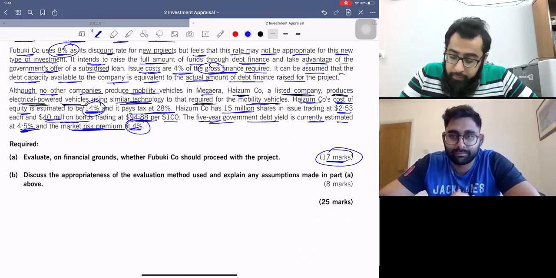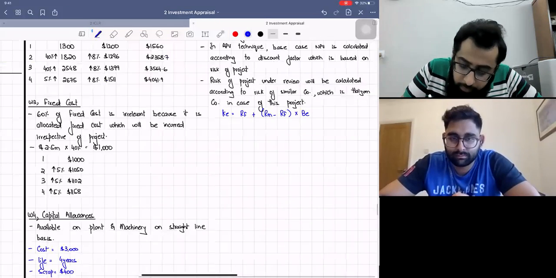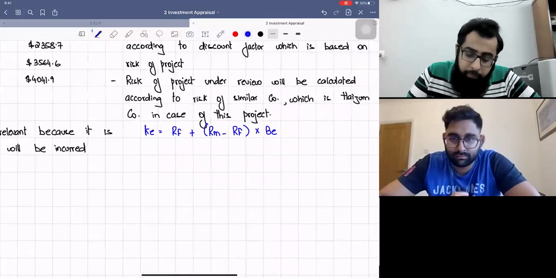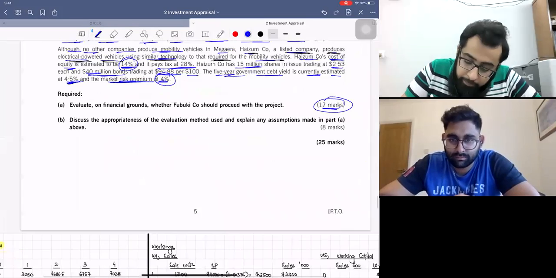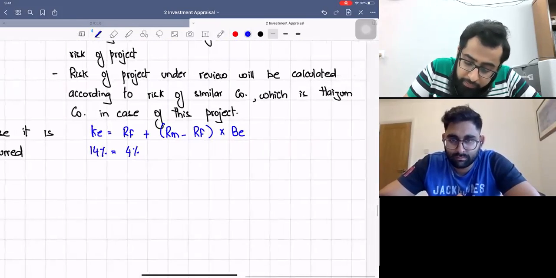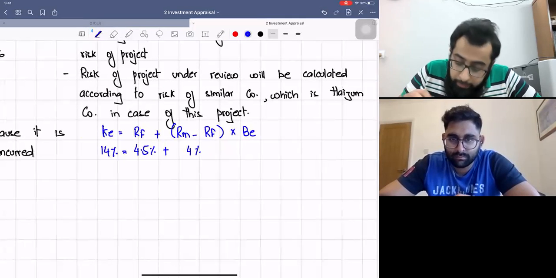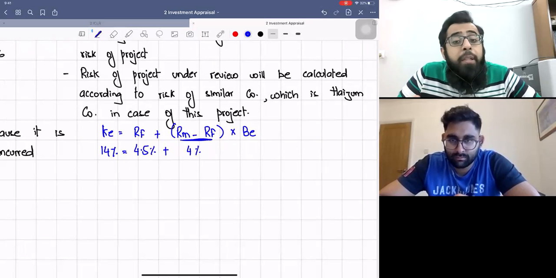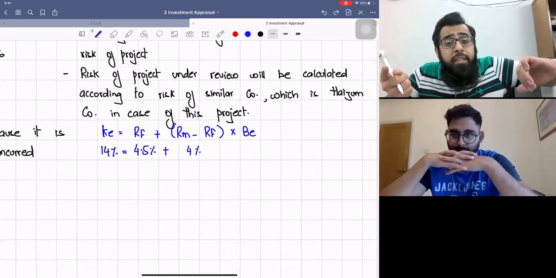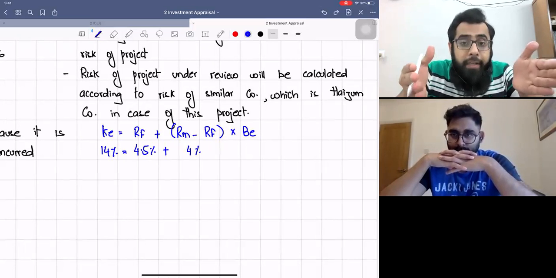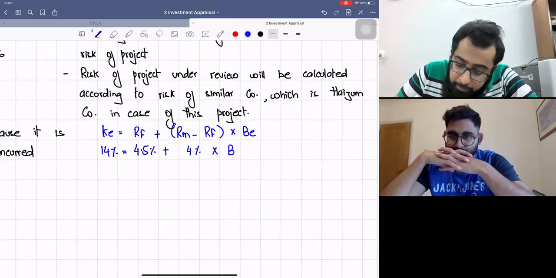So cost of equity 14% is equal to RF, which is 4.5%, plus 4%, the premium. Now, RM minus RF gives us the premium. RM is the market rate minus the risk-free rate, so that is the premium which the market demands. So 4% is the premium, multiplied by the beta equity.